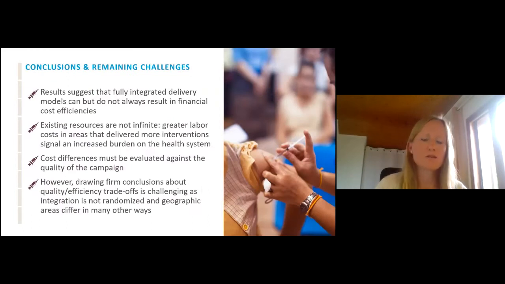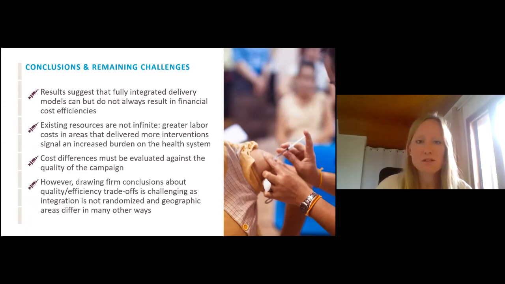So let's summarize the points made on the previous slides. First, we saw that fully integrated delivery models like those used in Sierra Leone and Nigeria can result in financial cost efficiencies, which is what we saw in Sierra Leone, but that this isn't necessarily always the case, which is what we saw in Nigeria.